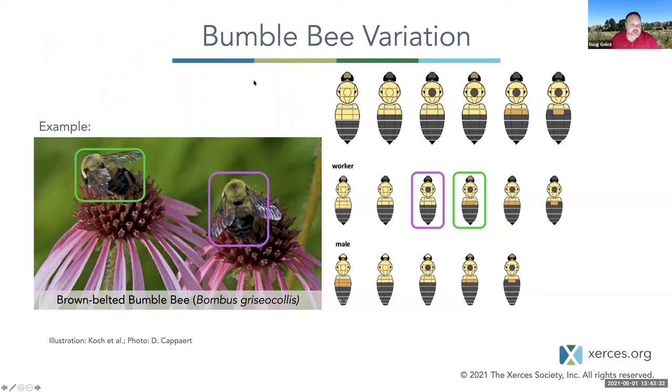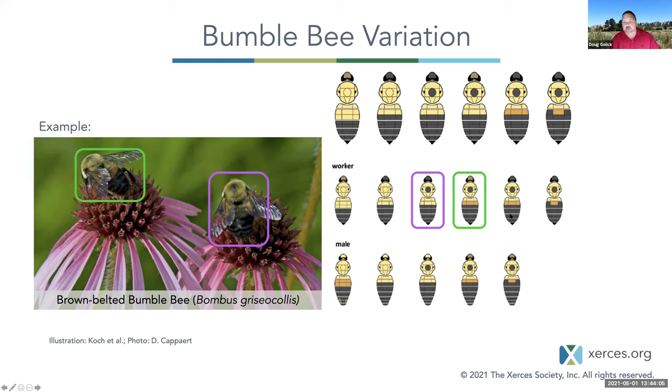Within a particular species, this is a Bombus griseocollis. It's a real common bumblebee throughout Nebraska. You will see variation in individuals. You'll see differences in the queens. A lot of the queens have a bar that goes across the first, second segment of the abdomen called T2. Others have a brown segment. Some even have, it's just the median or the middle part of that T2 is brown or yellow, and the rest is black on the sides.